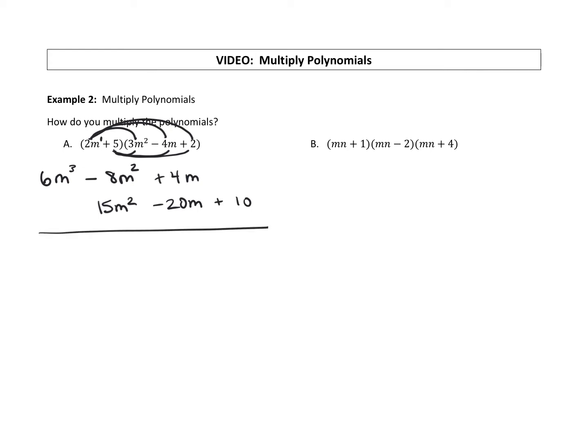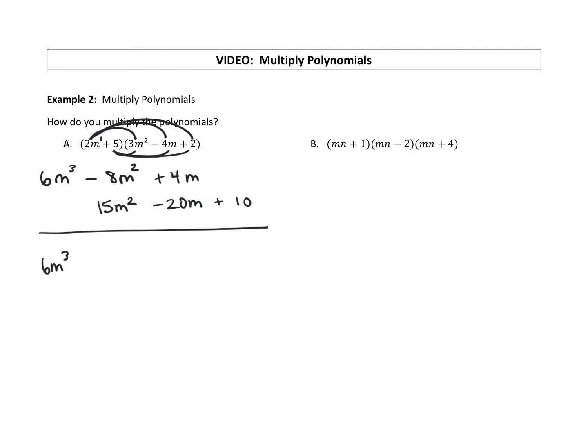So final answer, combine any like terms starting with your highest exponent. M to the third power, you can see we don't have any other m to the third power, so that's just going to stay as 6m to the third power. And then your m squareds, here they are, just lined up vertically. Negative 8m squared plus 15m squared.